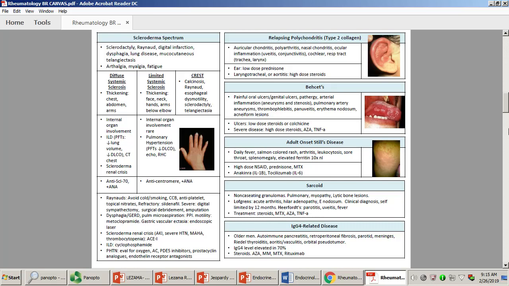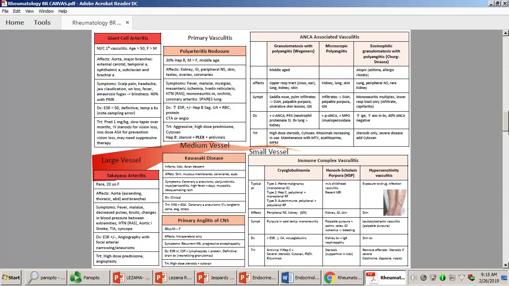Any questions? Let's see here. Alrighty. I'm trying to figure out when is a good time to break here, but we're running really quickly out of time. So let's talk about vasculitides, and then we'll take a quick 5-minute break after this, okay?